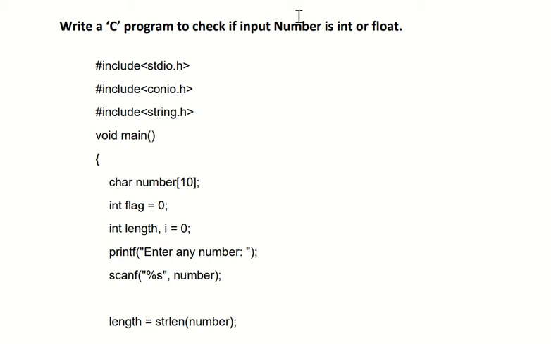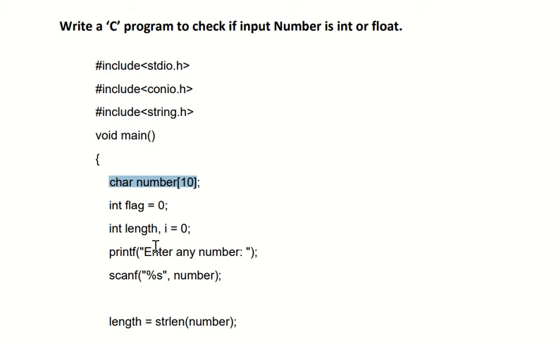First of all, for this program we are using three header files: #include <stdio.h>, #include <conio.h>, and #include <string.h>. After that, void main function and open the bracket. We have declared some variables also for this program. One variable is number with size 10 and with the data type as character, that is the first one. After that we have used one flag variable, initialized to 0, and that flag variable is of data type integer, so that is the second one.